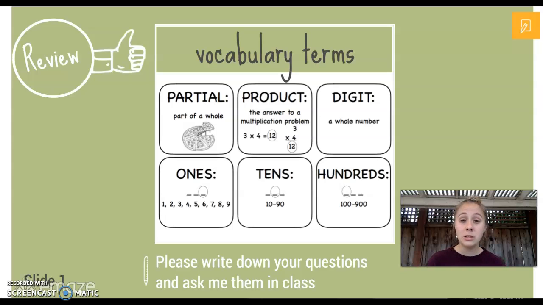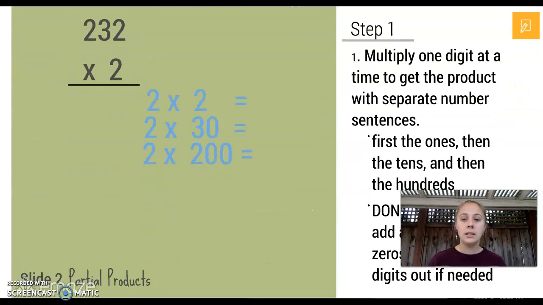If you have any questions throughout this whole presentation, please write them down and we're going to talk about them in class. So next, we're going into partial products. I'm going to tell you 3 steps of how to solve this type of multiplication. It's just another method to help you solve multiplication problems. Our example today is 232, a big number, times 2.